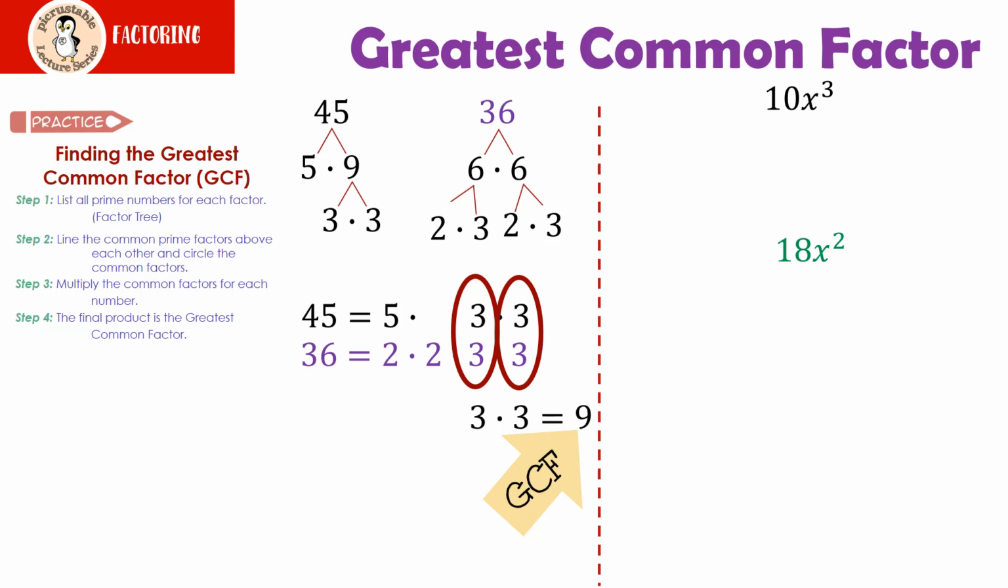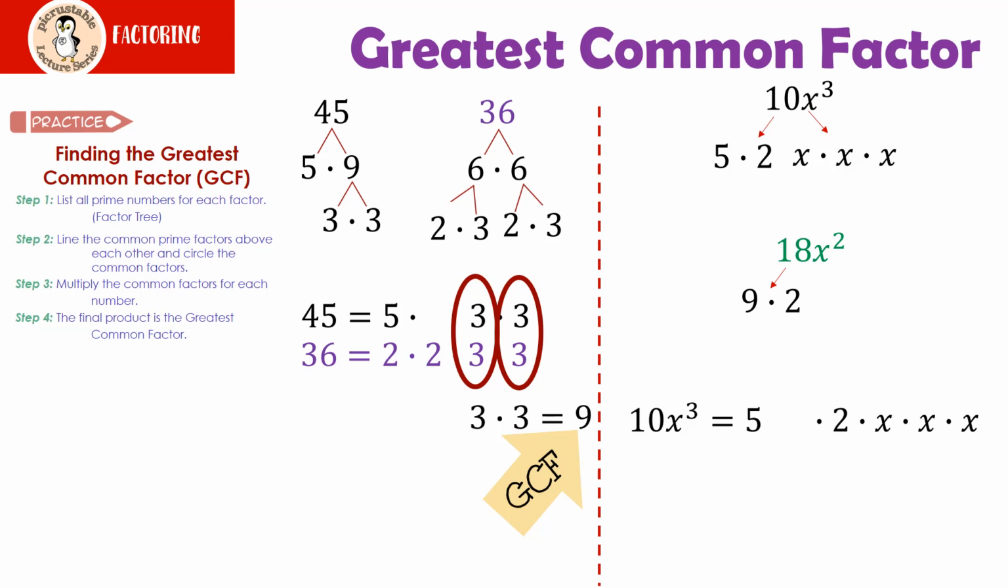In the next two, 10 is 5 times 2. 5 and 2 are both prime. x to the 3rd power is x times x times x. So we're going to write x to the 3rd equals 5 times 2 times x times x times x. 18 is 9 times 2, but 9 is not prime. So we have 3 times 3. x squared is x times x. So now I'm going to write it.